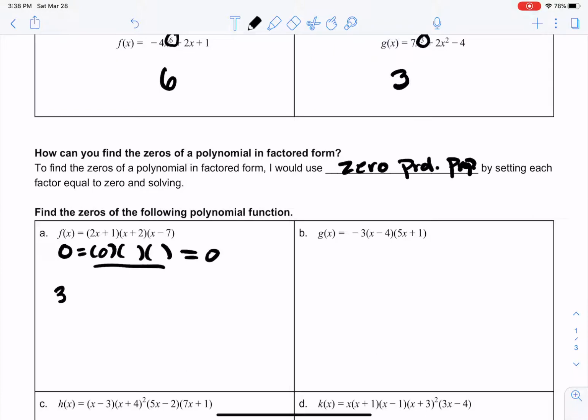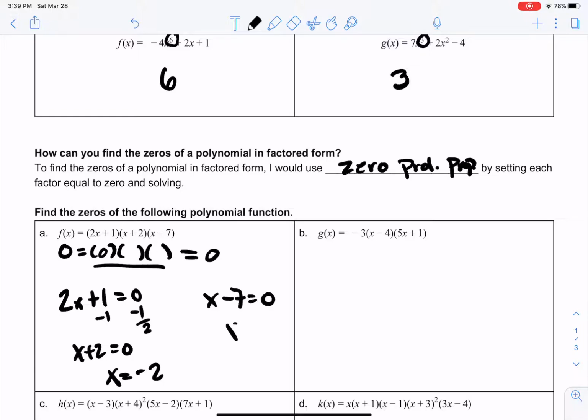So either 2x plus 1 equals 0, which would make this negative 1/2, subtract 1, divide by 2, negative 1/2 there, or x plus 2 equals 0, so x equals negative 2, or x minus 7 equals 0, so x equals 7. So those would be the values of your 3 roots.